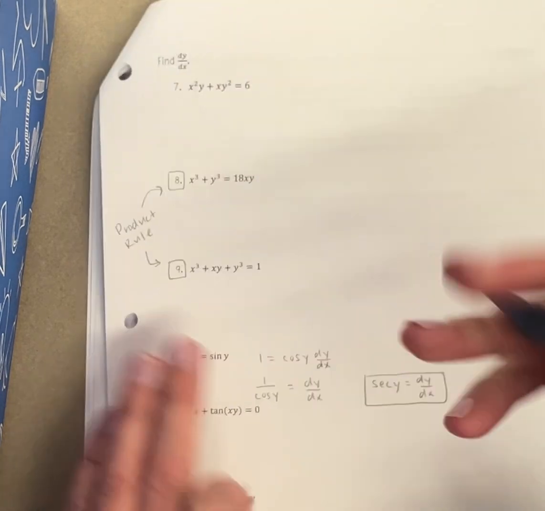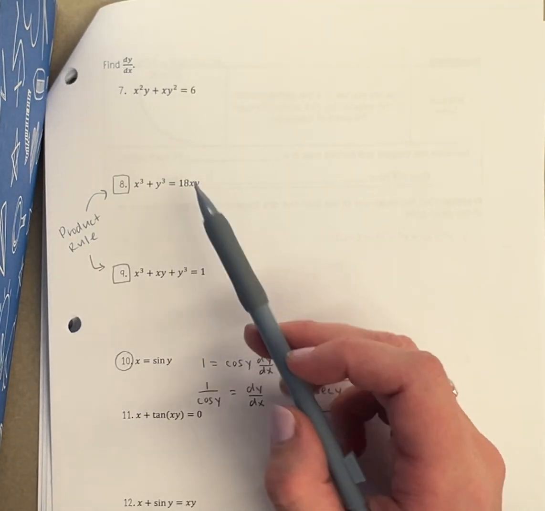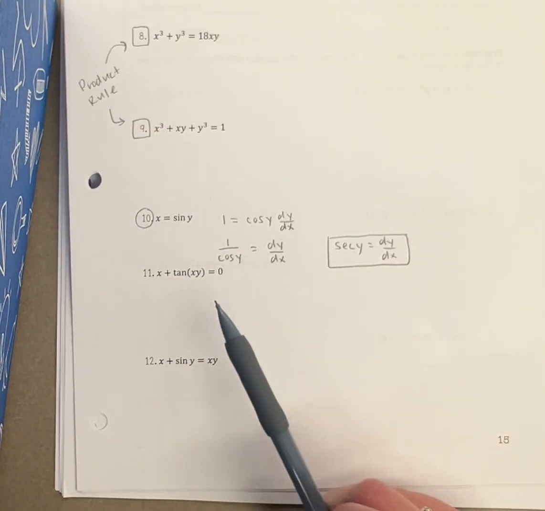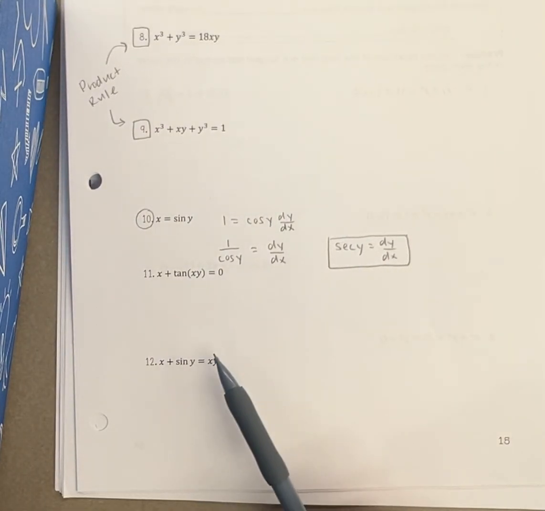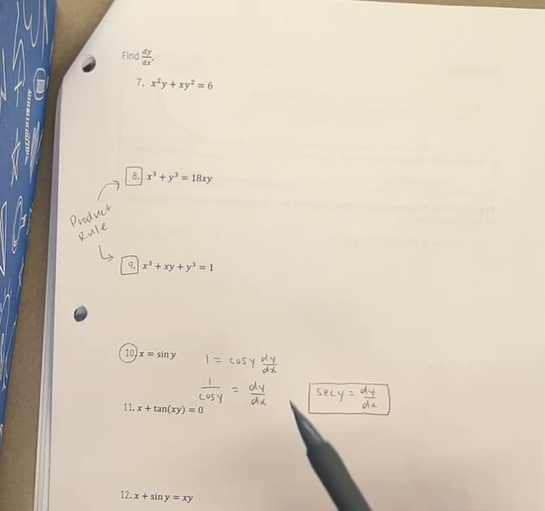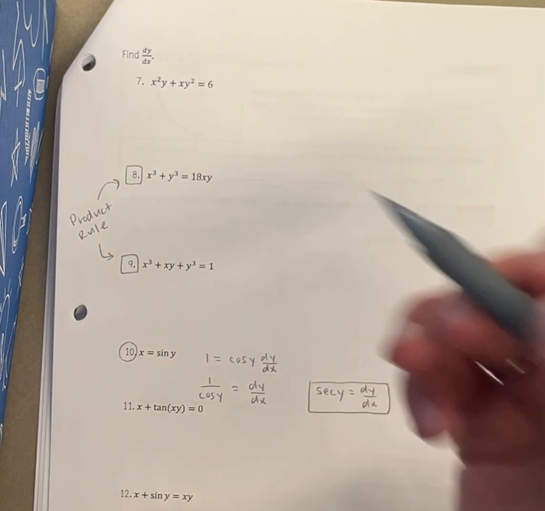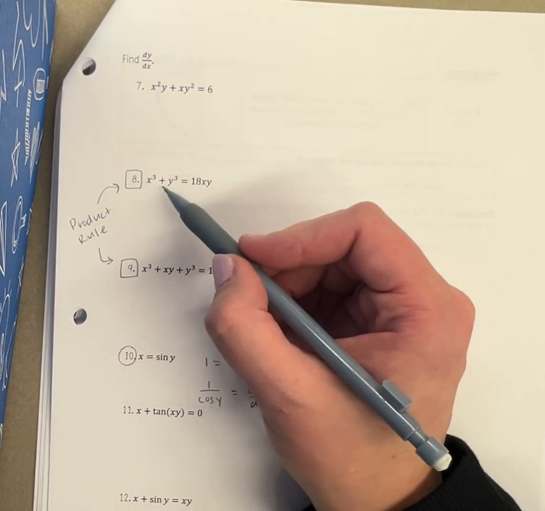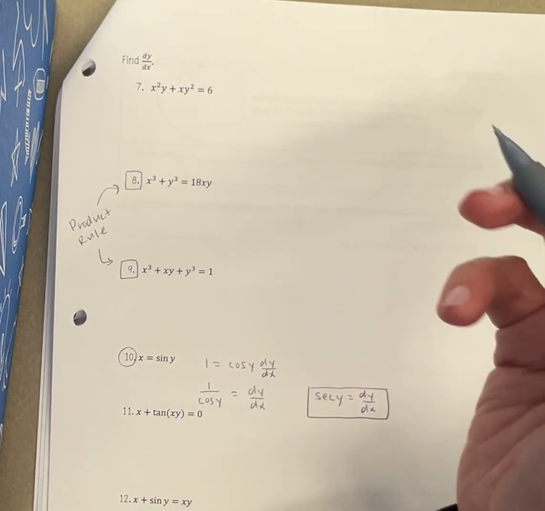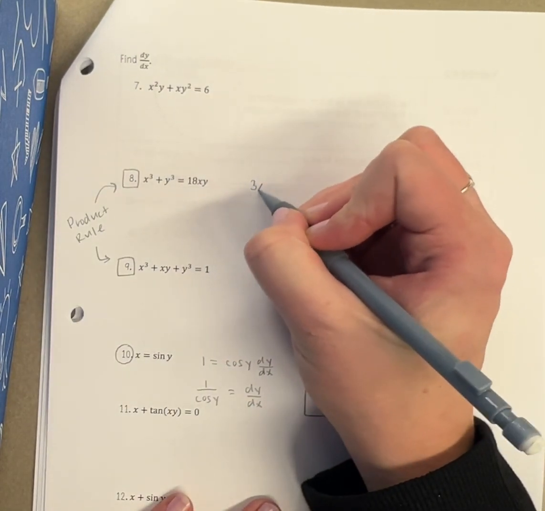So if you ever see a little product, like even this one, I'm going to have to use the product rule when we do those. On 11, there's a product right there. 12, there's a product right there. So anytime you see something with an x and a y in it, we're going to have to use the product rule. So the left side of this equation is normal. So the derivative of x cubed is 3x squared.